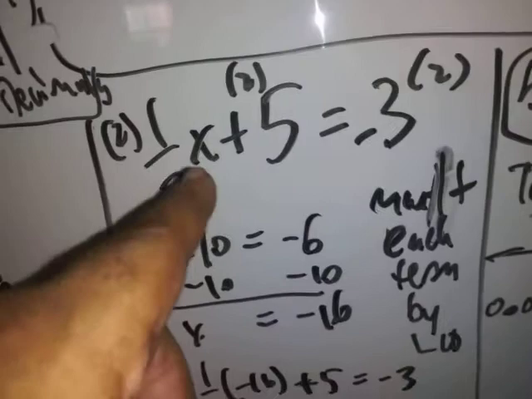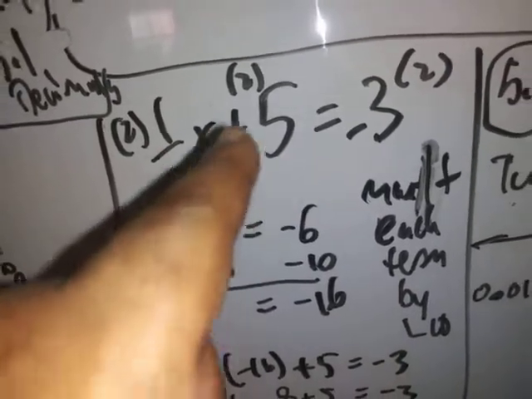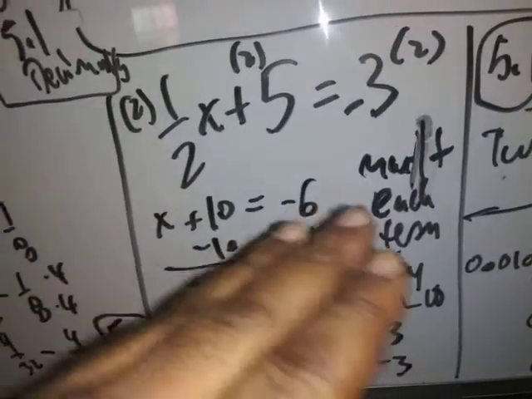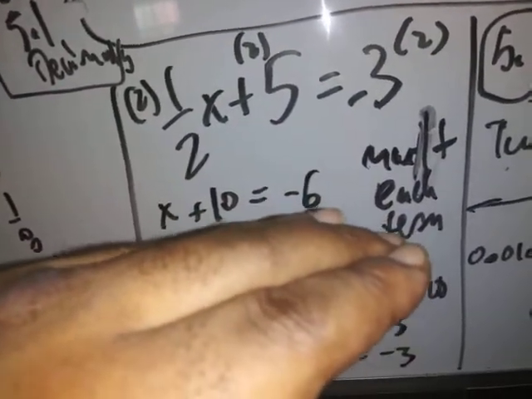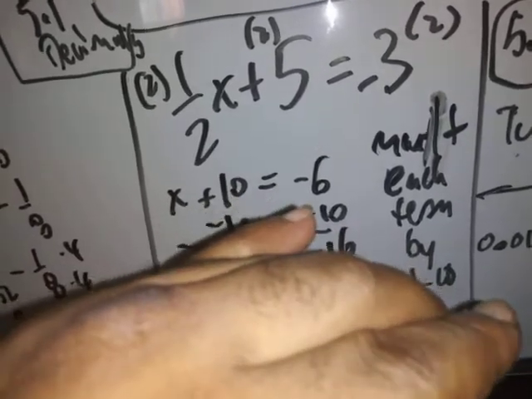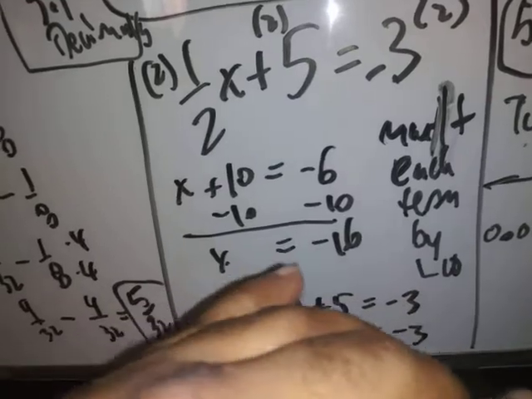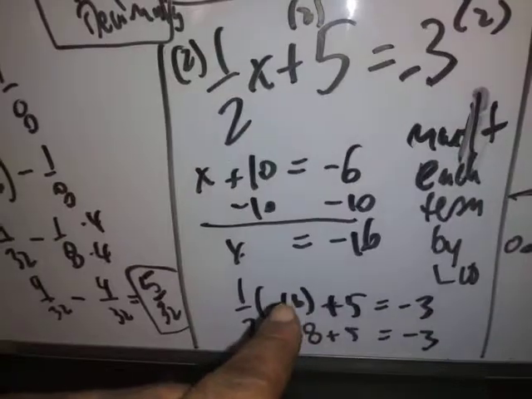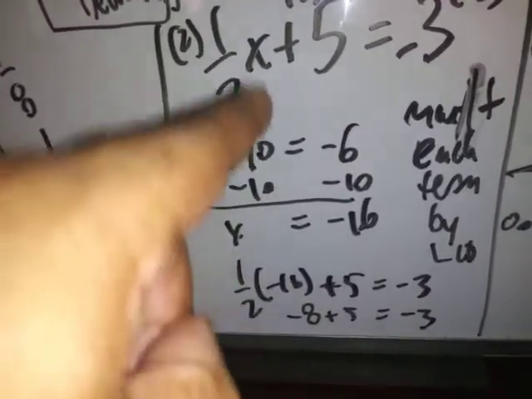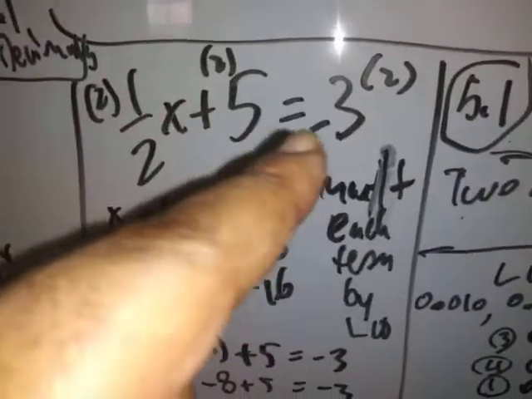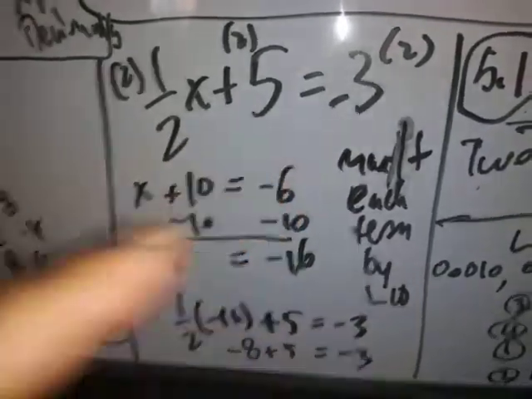When you do that, 2 halves is a whole, 2 half x's is a whole x, 2 5s is 10, and -3 twice is -6. But now it becomes a one-step problem. So I subtract 10 on both sides. This goes away, x drops down, and negative add keeps, so you get x equals -16. And I even checked it for you: throw the x equals -16 back in here. 1/2 of -16 is -8. -8 plus 5 is -3, and it checks. So remember, multiply each term by the LCD when you're solving equations with fractions in them.